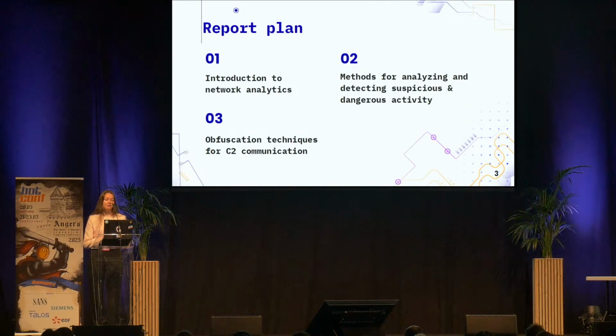Now we can begin. The report plan you can see on the screen. Firstly, in the first part, I will tell you about some network basics. I guess all of you know how the internet works, but I want to show you where and how network analysis can be used. In the second part, I will show you some methods for analyzing and detecting suspicious, dangerous malware activity. And the last part of my speech, I think the most interesting part, is called obfuscation techniques for C2 communication. I will show you some interesting and the most popular techniques used by hackers, and we can see how we can detect them by various methods.